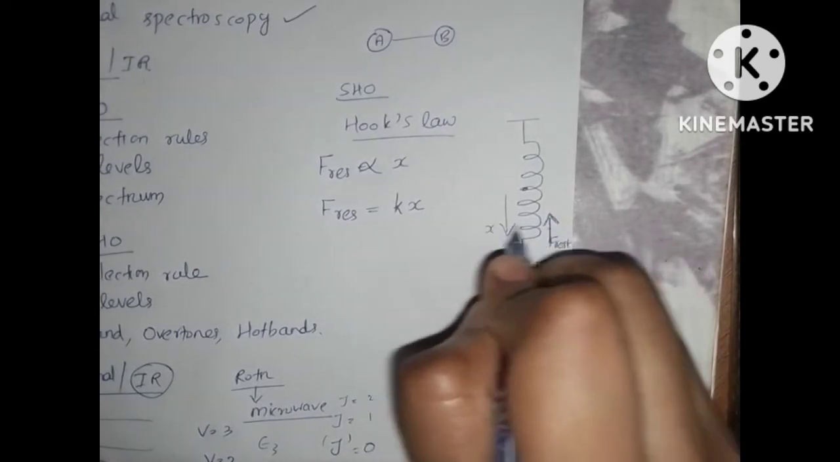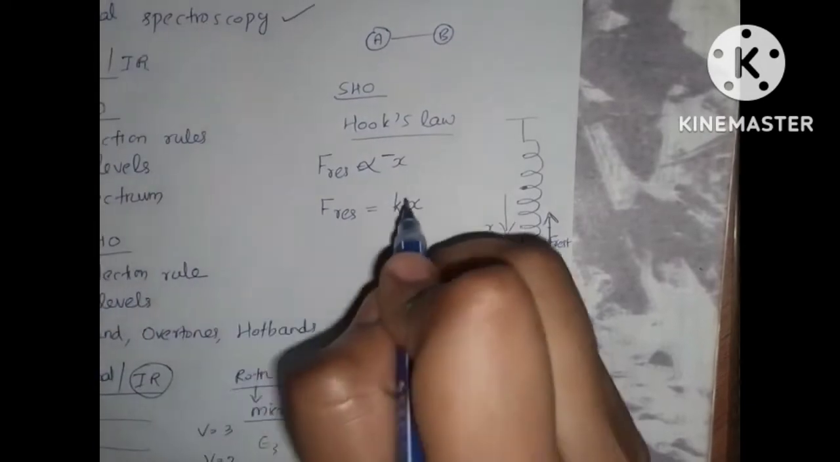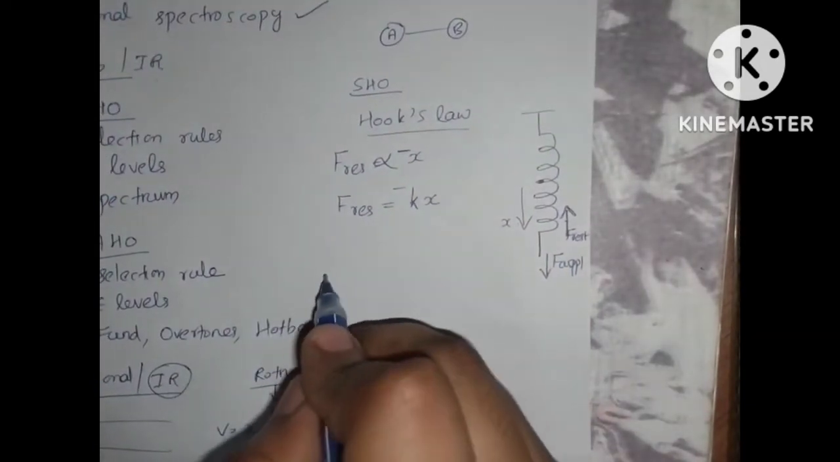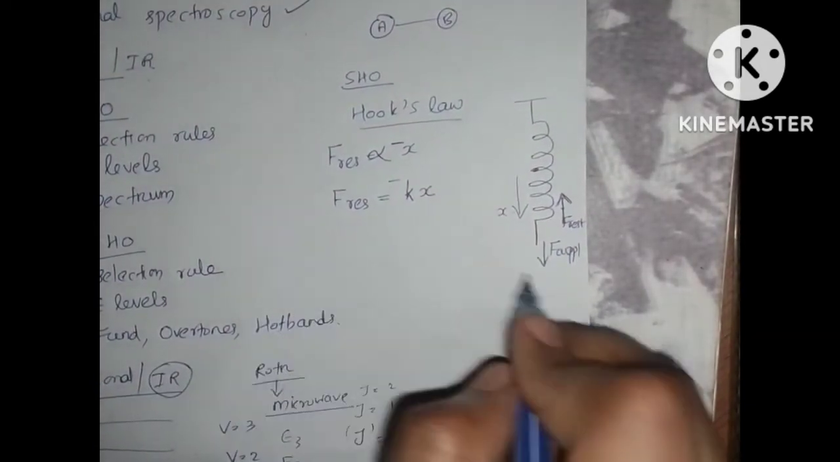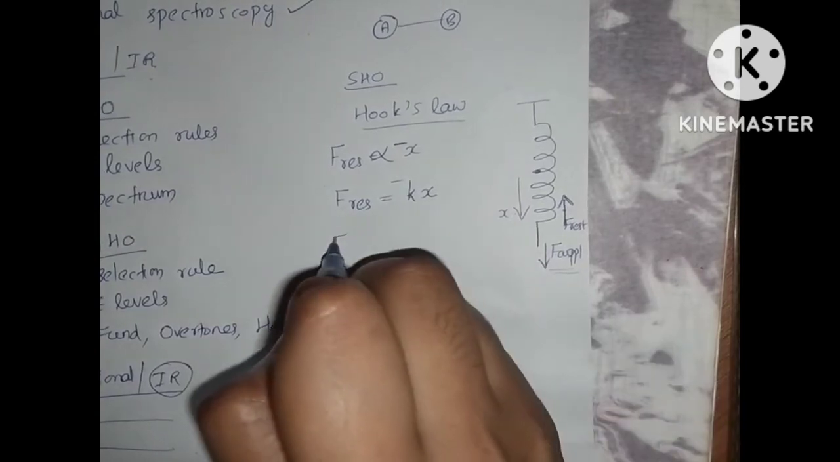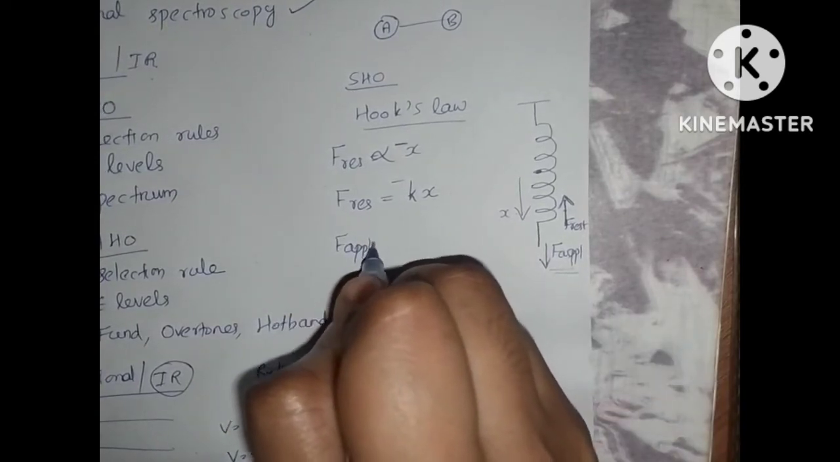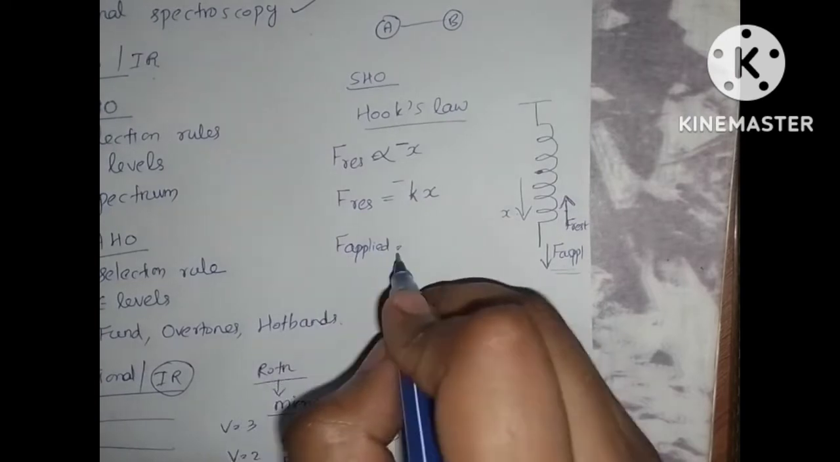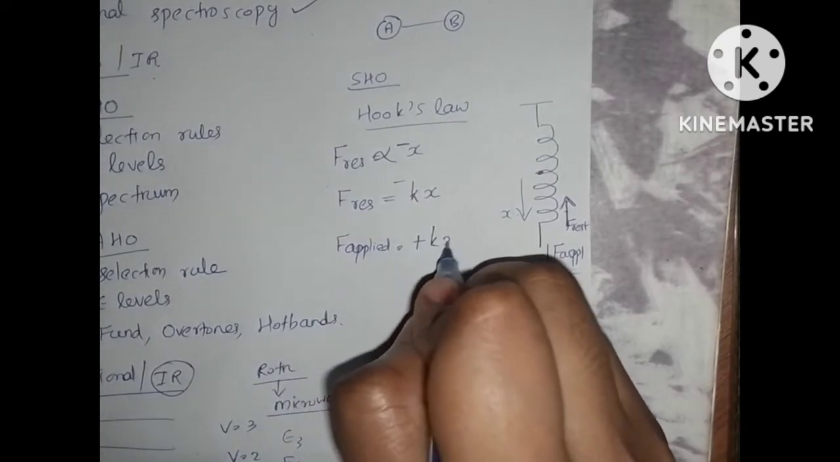So both are in opposite direction and there will be a minus sign also. So this is the equation for restoring force. Then the F applied will be opposite of the restoring force. Then F applied will be equal to positive Kx.